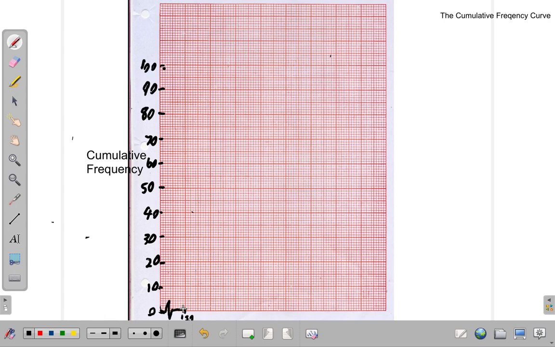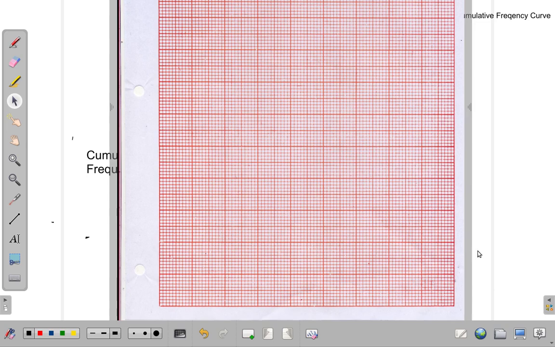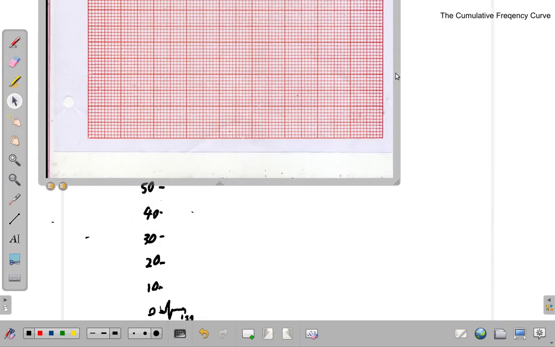All right, now what I'm going to do is increase the size of our graph paper to show what's going on with this scale just for a short while. I'll do that.